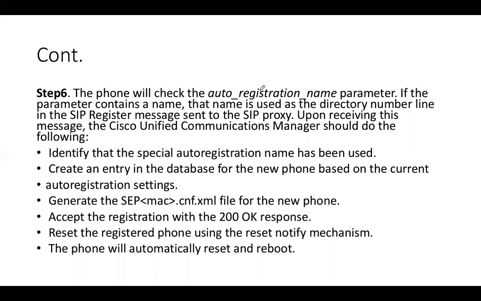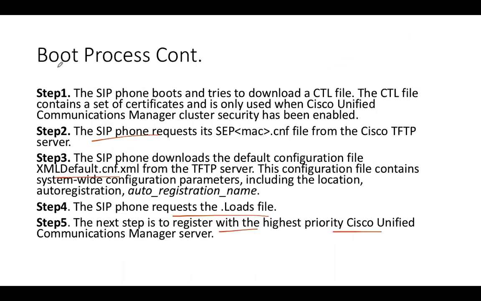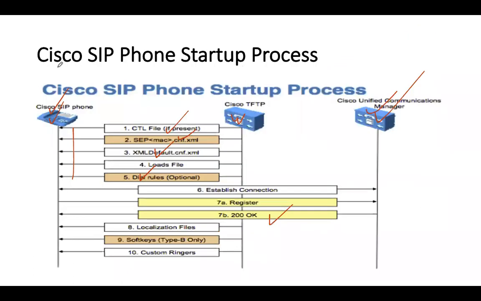The phone will check the auto registration name parameter. If auto registration is enabled in the call manager, this is one of the methods to add the phone; we will discuss that. So the phone would get registered finally. If there is no auto registration, then you need to set up the SIP phone manually, right?